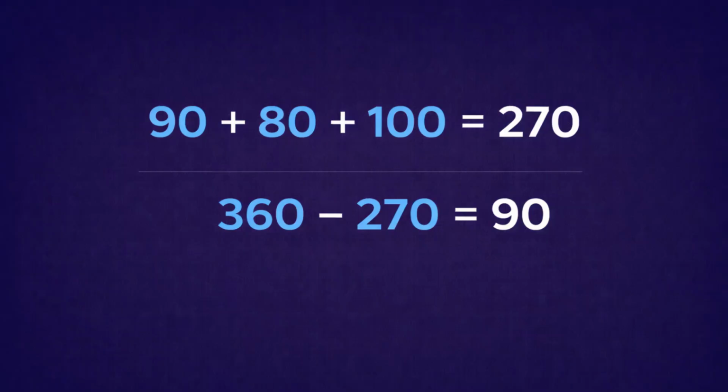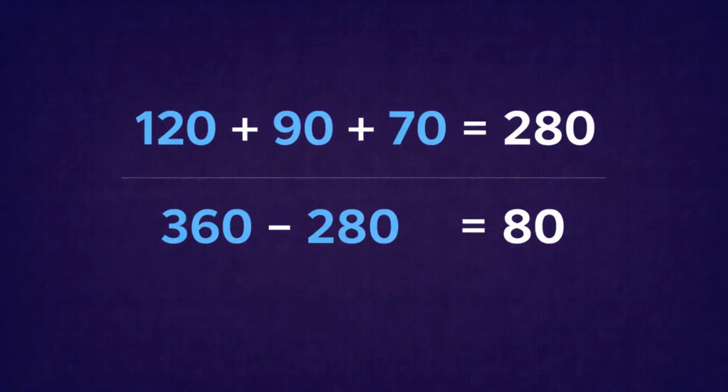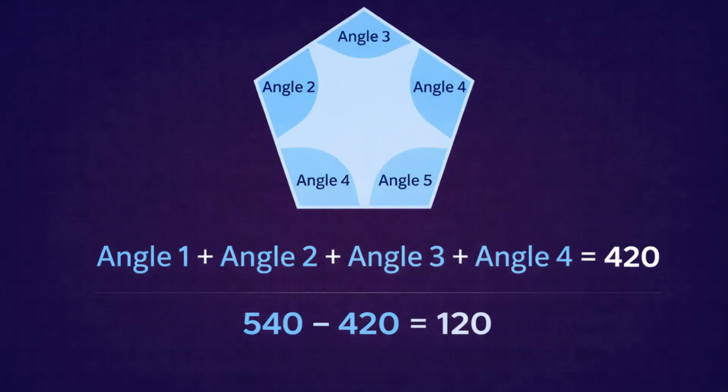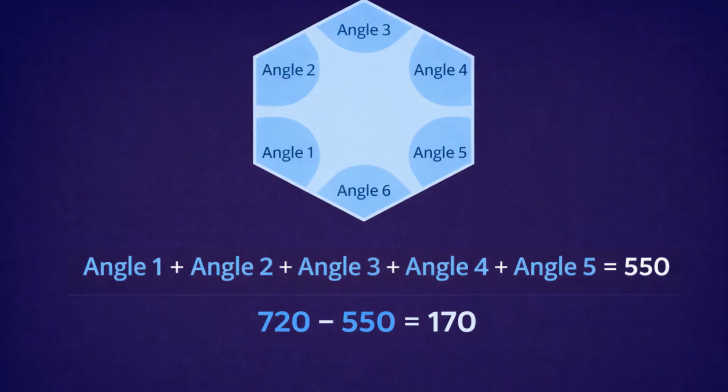If 3 angles in a quadrilateral are 90, 80, and 100, those add to 270. The total should be 360, so the missing angle is 90. If the angles are 120, 90, and 70, those add to 280, leaving 80 for the missing angle. For a pentagon, if 4 angles add to 420, the missing angle is 120. And for a hexagon, if 5 angles add to 550, the missing angle is 170.